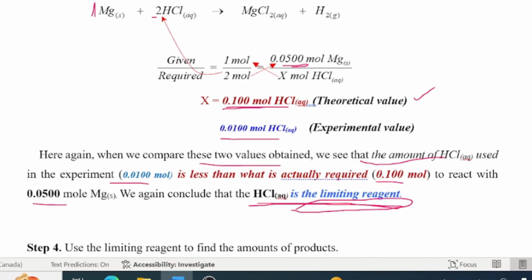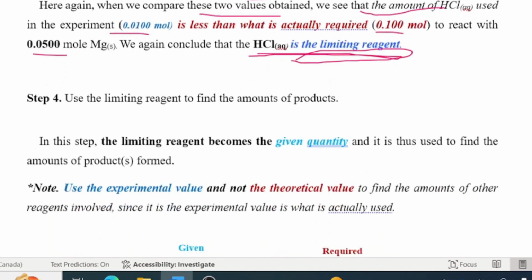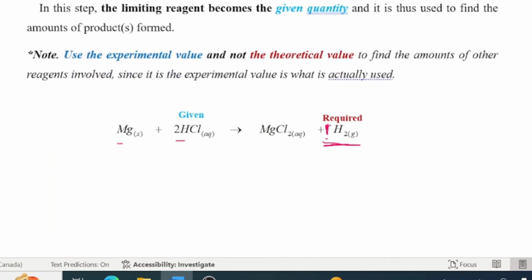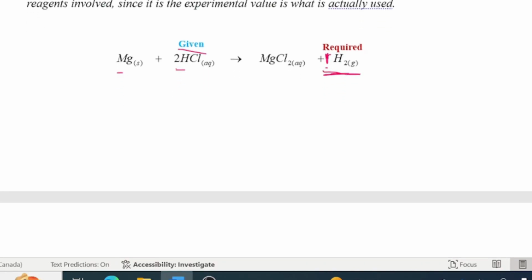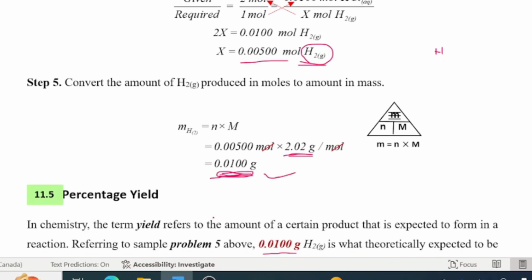Now you use your limiting reagent, the one you actually use in the experiment, right? This value, right? That's what you actually use, okay? To find how much of the product is produced. So this becomes the given reagent. You have 2 to 1, establish that mole ratio there. And you find that is the number of moles of H2 that is produced. You have to use the molar mass for H2 gas, which is 2.02 grams per mole, and that's what it is.